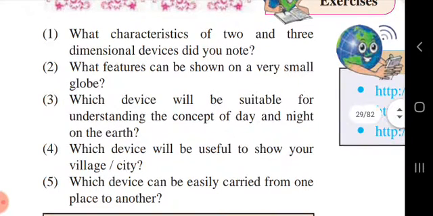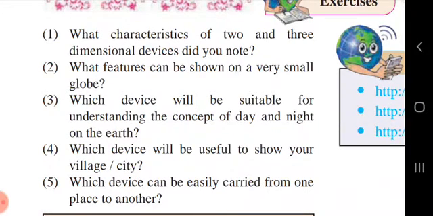Okay. So we noted the following characteristics of 2 and 3-dimensional devices. First one, 2-dimensional devices have length and width. The product of length and width provides area. 3-dimensional devices have length, width and height, or you can say thickness. The product of length, width and height provides volume. This is the first question answer.